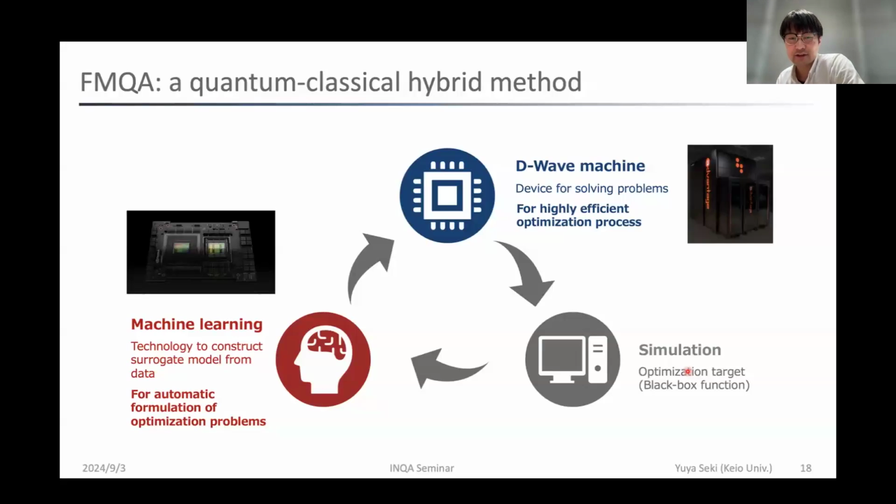Okay, there are three elements in this method. First is machine learning. In the step of machine learning, we can use a GPU to accelerate calculations. And in the process to find the optimal solutions, we can use an annealing machine to find the best solution in a very short time.